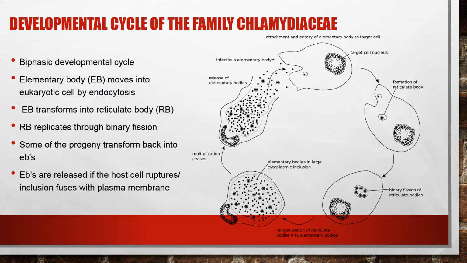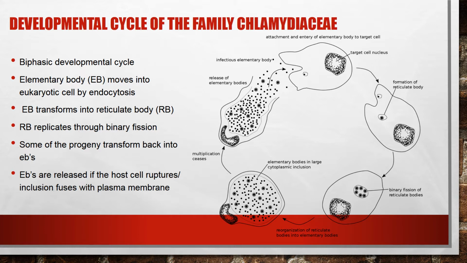As you can see in the top picture, it starts with an elementary body, the infectious, metabolically inactive bacterial form, entering a eukaryotic cell by endocytosis. Whilst inside this cytoplasmic inclusion, the elementary body then transforms into a reticulate body. This is the metabolically active, non-infectious form of the bacteria.